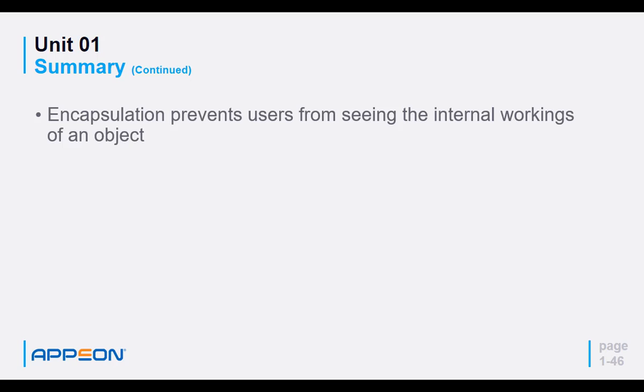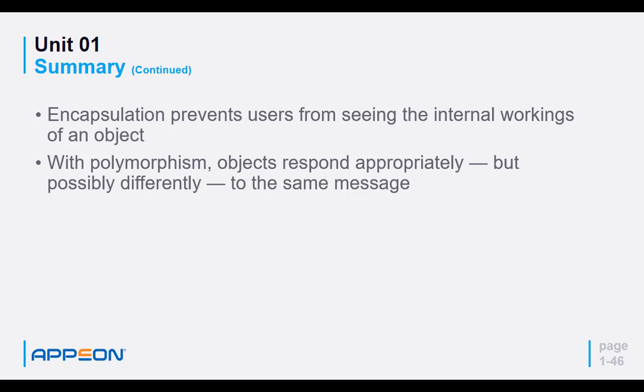Also, we looked at what is encapsulation. It prevents the user from seeing the internal workings of an object. In other words, making the object a black box and therefore portable, because you can drop it in wherever you need it, and you don't need to know the internal workings to know that it's going to do that specific look and feel for you and behavior. Polymorphism allows you to send messages to objects around you. They'll all respond, but they may respond differently, but appropriately.